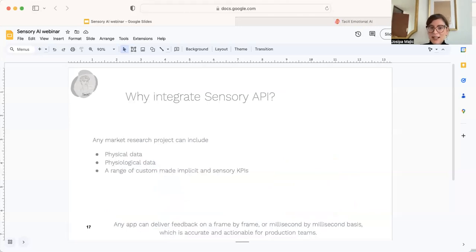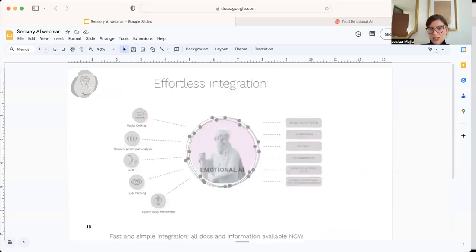So why integrate the Sensory API? It's because any market research project that you're doing can collect both physical data, so LITE, physiological data, so Pro, and a range of custom-made implicit and sensory API data. So any app can deliver feedback on frame-by-frame, millisecond-by-millisecond data, which is both accurate and actionable for your production teams. And the effortless integration is, first of all, fast and simple.